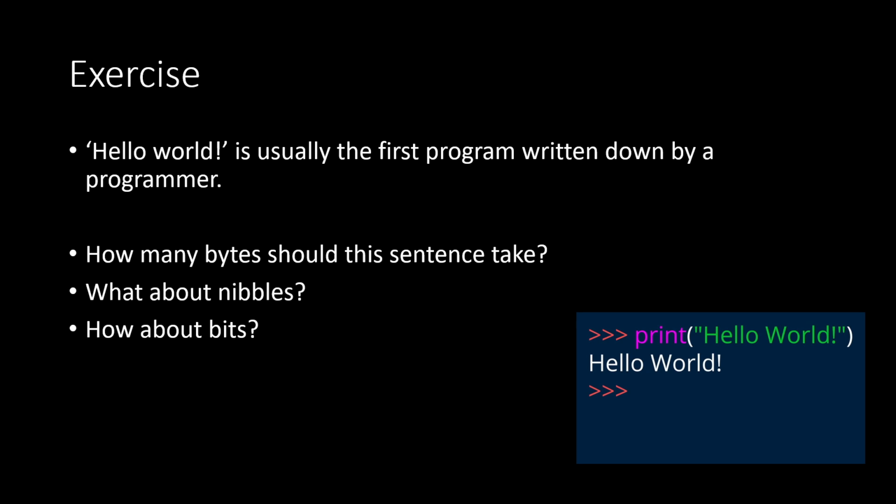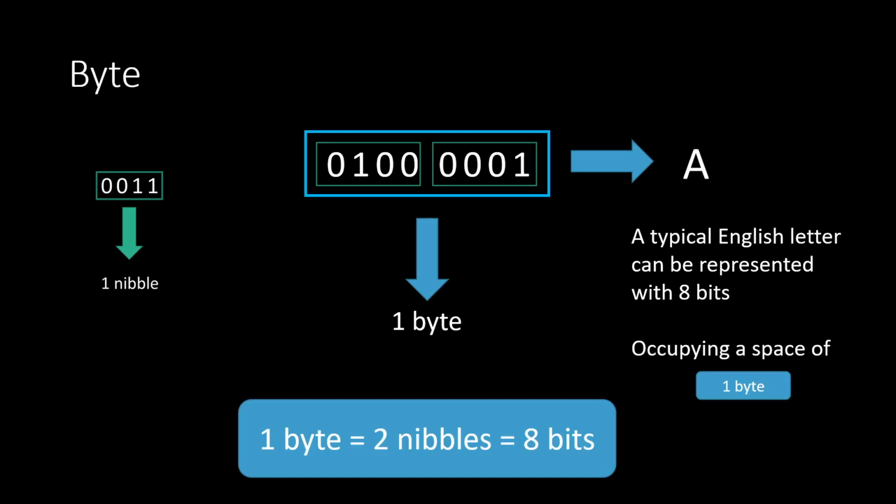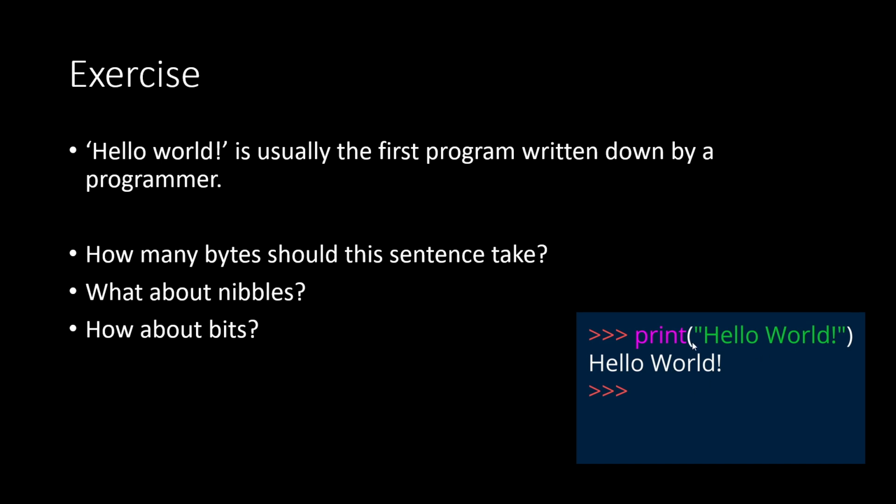I suppose you all got the answer yourselves. So I'm going to review the answer. If we count here, Hello World is made out of 1, 2, 3, 4, 5, 6, 7, 8, 9, 10, 11, 12. So it's made out of 12 letters and symbols, which means that it should be 12 bytes, which is 24 nibbles and 96 bits. Did you get them all correct?